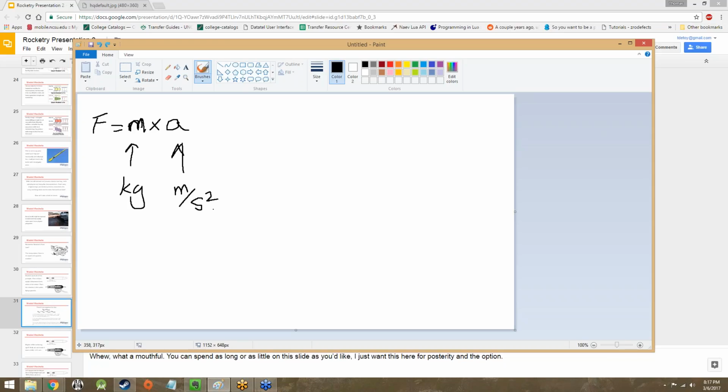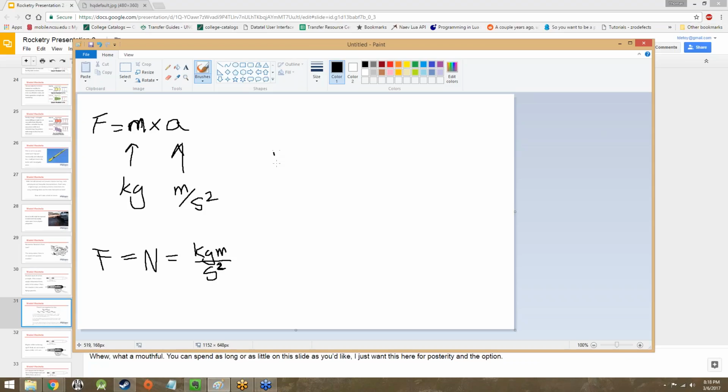kilograms times meters per second squared. Now force is expressed in newtons, sort of as an homage to the guy who gave us this equation. And newtons are kilogram meters per second squared. You might be going, what? What a strange set of units.